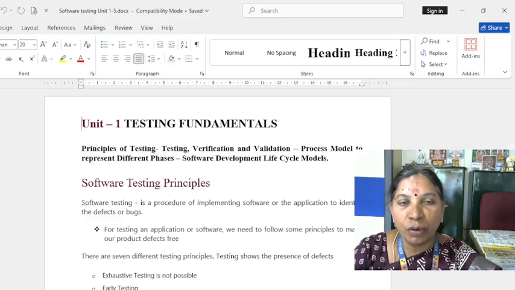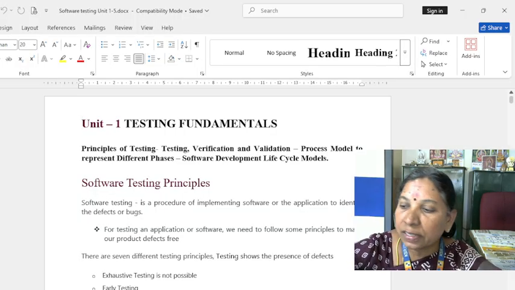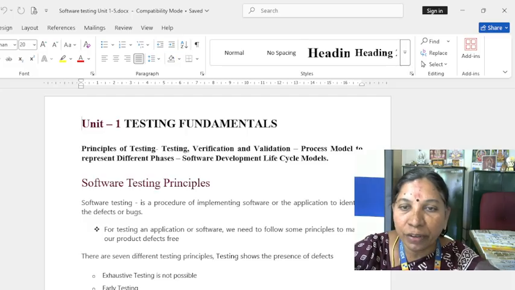Okay, first, what do you mean by testing? Testing is the process of evaluating the performance of the system. Okay, here, what are the principles needed to identify software testing? The first one is, it is a procedure of implementing software or an application to identify the defects or bugs.